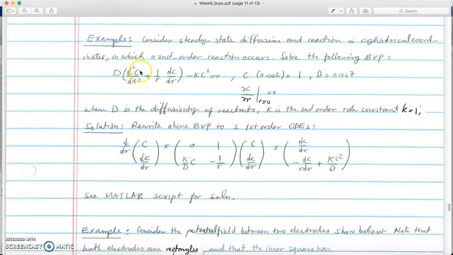We have the diffusion of a species with concentration variable C, and we have the diffusion coefficient D times the diffusion in cylindrical coordinate. This is d²C/dr² plus 1 over r dC/dr, minus this is some source term, or maybe the reaction term.